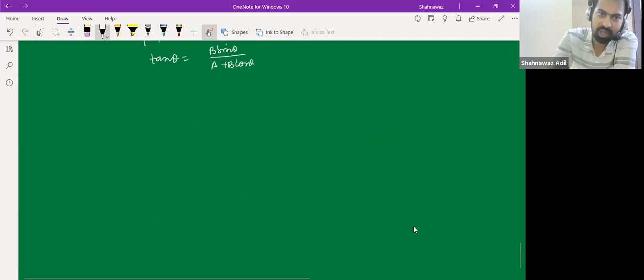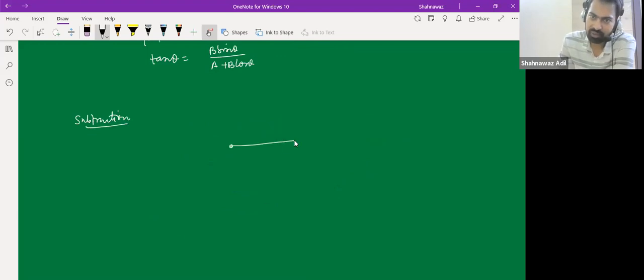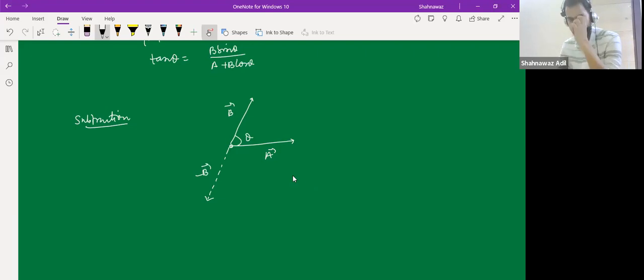Now what is the subtraction of the vectors? We also learned that we have this vector A, and this is B. So what we do is we take the opposite of this B vector. The opposite of B vector would be this, so this is minus B. And then I add A and minus B. Then I will make a parallelogram and add, and this would give me A minus B.